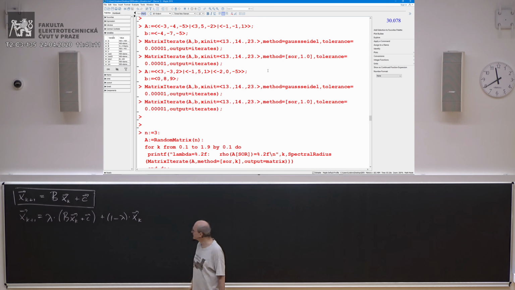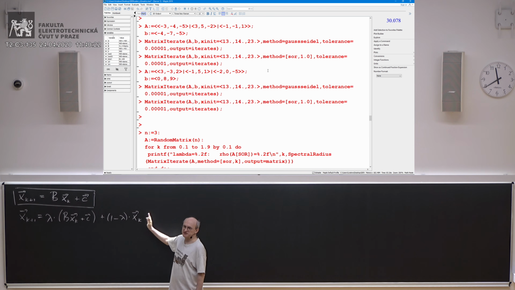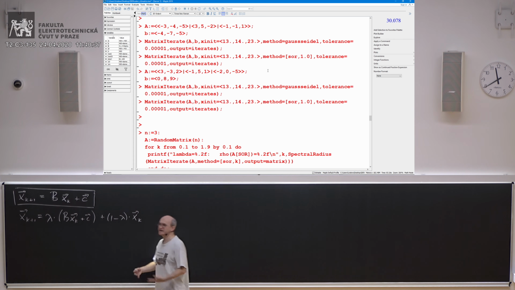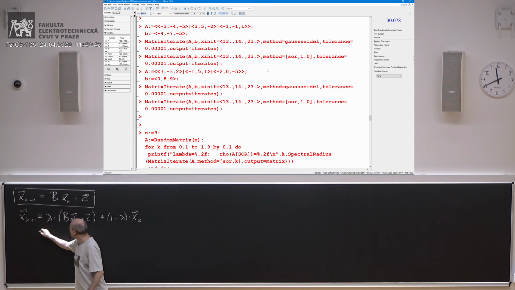So how do I interpret it? Well, this is my original iteration, for instance, the Gauss-Seidel iteration. And I am doing average between Gauss-Seidel iteration and another kind of iteration, which is the constant iteration. You simply keep the same vector over and over again, which has a perfect convergence. This is a very nice convergent iteration. So by putting some weight here, I'm sort of hoping to improve convergence of the, let's say, Gauss-Seidel iteration or any other iteration. Let's have a look at the matrix of this new iteration.